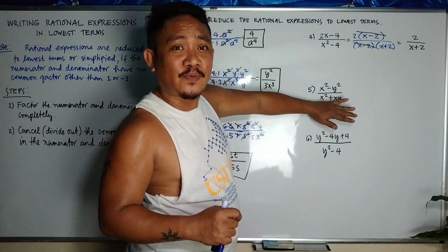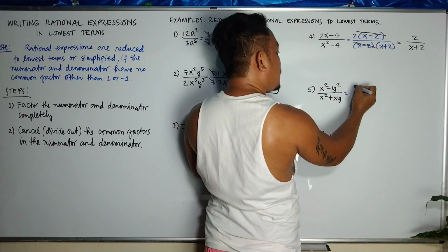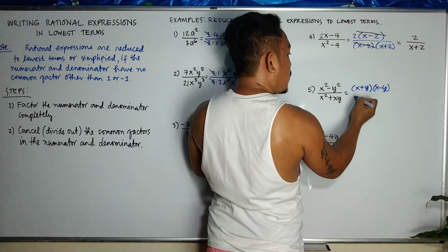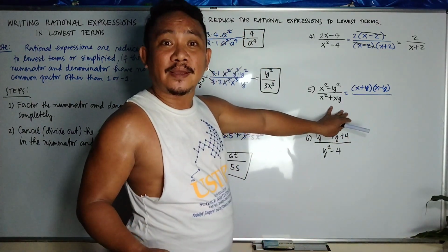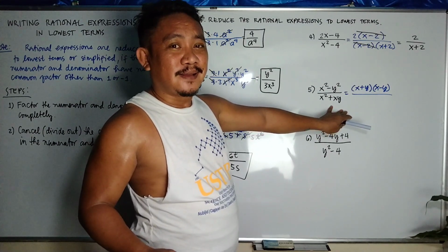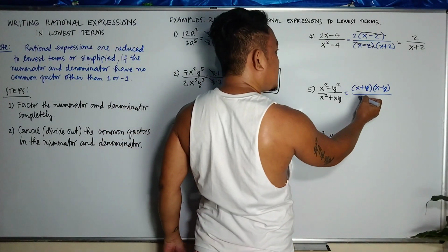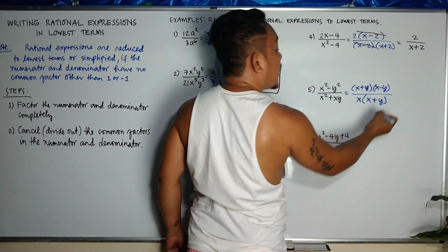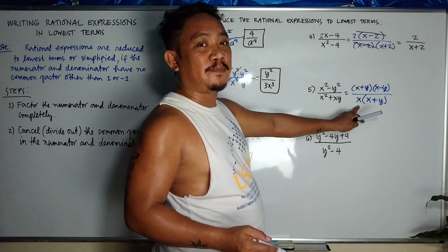This is the difference of 2 squares. In other books, that is equal to x plus y times x minus y over x. What is common between x squared and xy? The common factor is x. So you have x, and what is left is x plus y. Okay? So we remove the variable x.